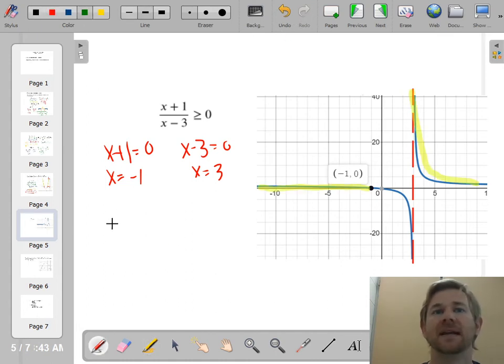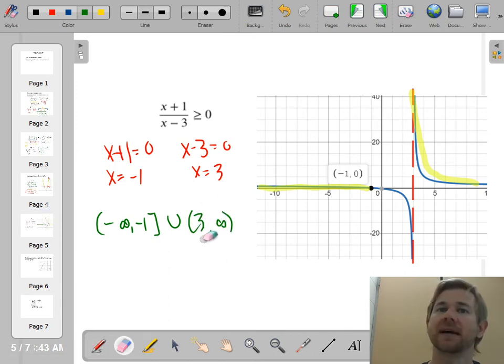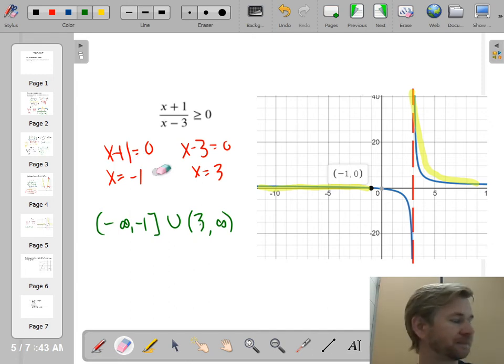Let's say negative infinity to -1, and since it's greater than or equal to, we can use a bracket there, union this whole thing from 3 to infinity. But it's important you realize that you have to make sure you go past the asymptote, because to the left of 3 it is negative. So it's kind of like you get to 3, you got to pick up your pencil, and then you can say, well, after that it's going to be positive again. But we have to get through that asymptote before we can say anything about it.